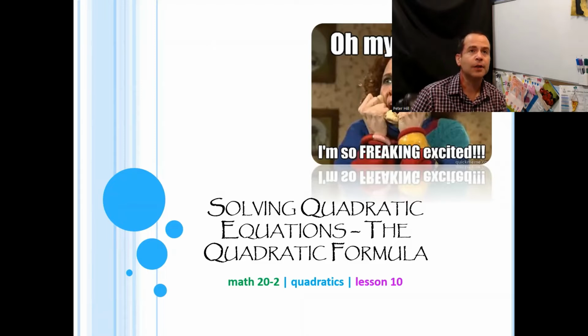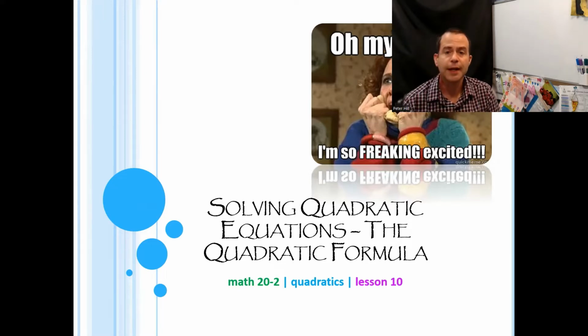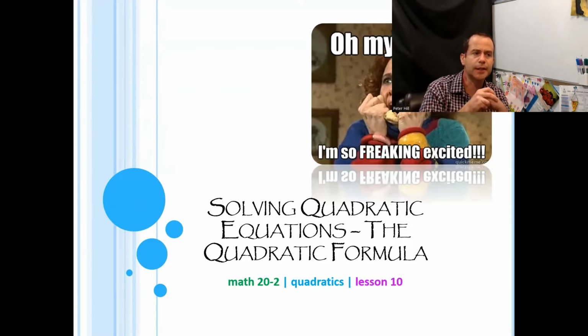Now, for those of you who like to know these things, there is another process that we teach in 20-1 called completing the square that you're not responsible for in 20-2. But essentially, the quadratic formula comes directly from that process of completing the square. I say that only to say, don't look at a formula and think that some math teacher just sat down and said, oh, this looks like a cool formula. Everything comes from something, right?